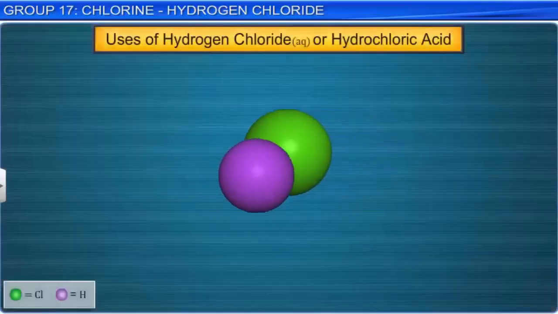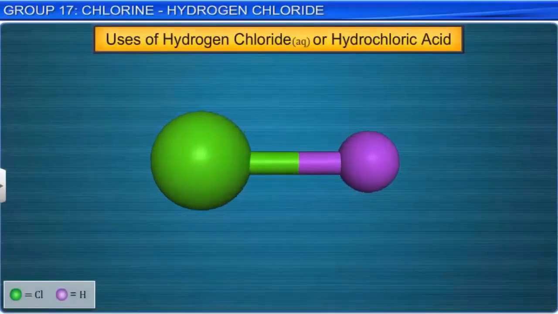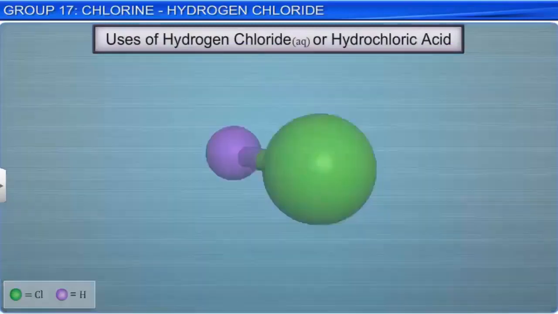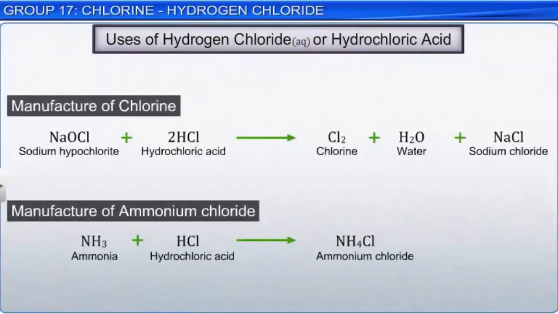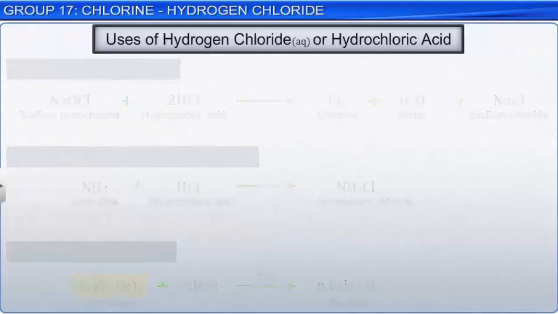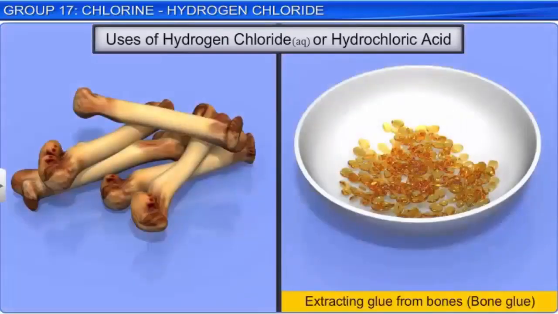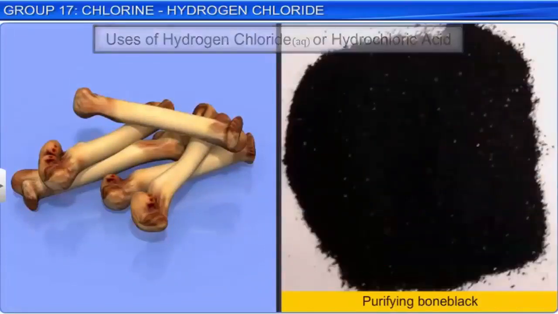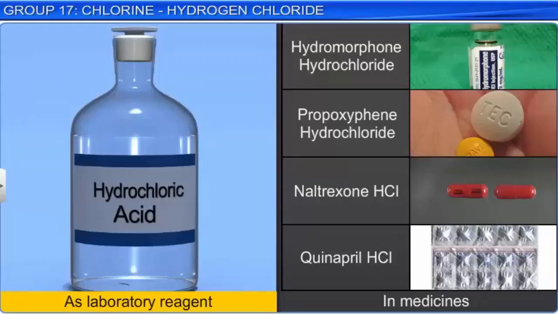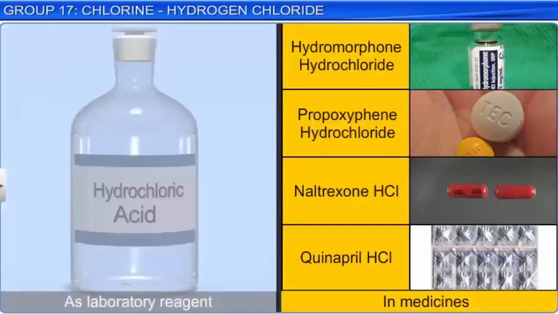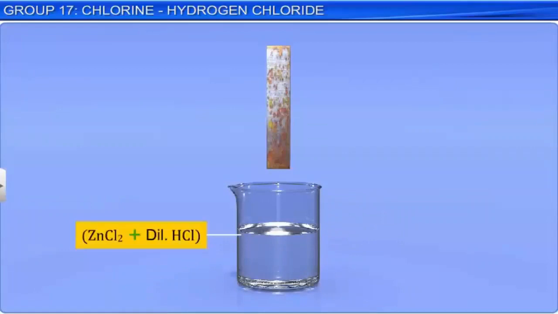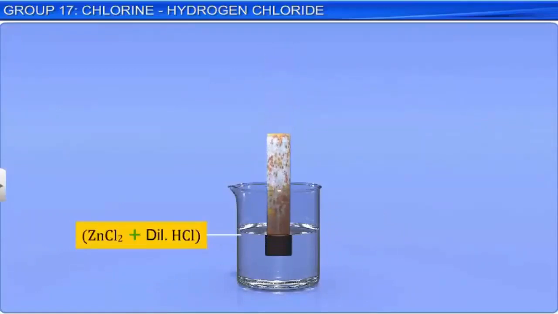Let us now look at the uses of the aqueous solution of hydrogen chloride, or hydrochloric acid. It is used in the manufacture of chlorine and chlorides like ammonium chloride. It is also used in the manufacture of glucose from cornstarch. It is used for extracting glue from bones and purifying bone black. It is used as a laboratory reagent and in medicines. A saturated solution of zinc chloride in dilute hydrochloric acid is used to remove the impurities on a metal surface before soldering or electroplating.